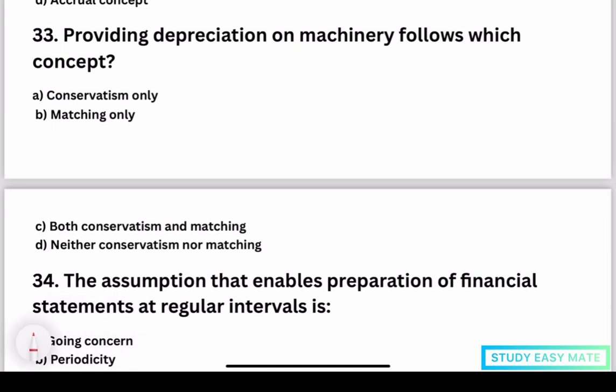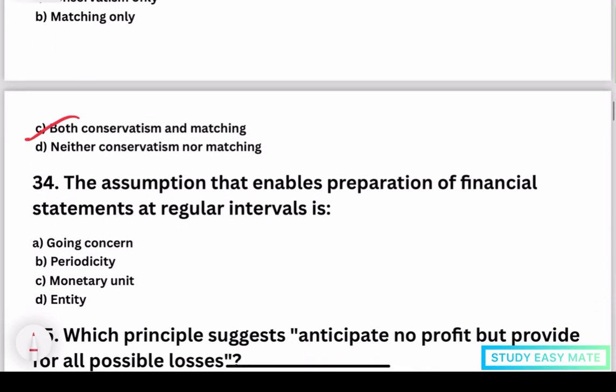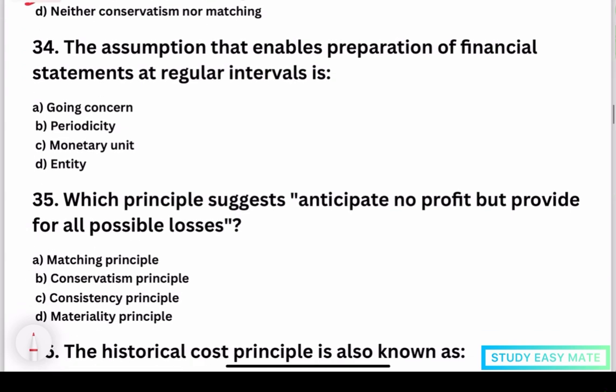33, providing depreciation on machinery follows which concept? It would be C, both conservatism and matching. Providing depreciation on machinery follows both conservatism and matching concept. This we saw in the previous question. The concept is being carried over.